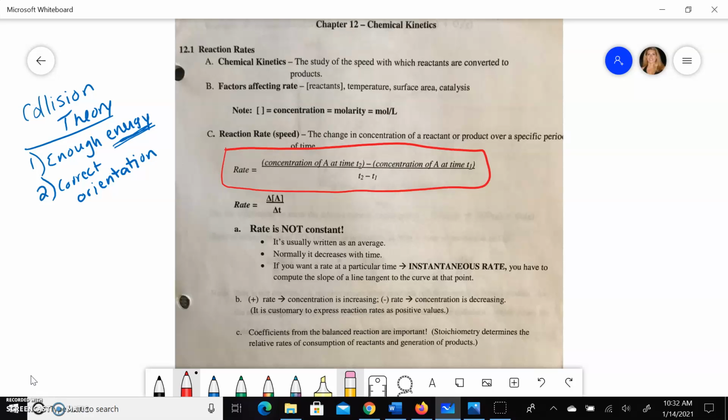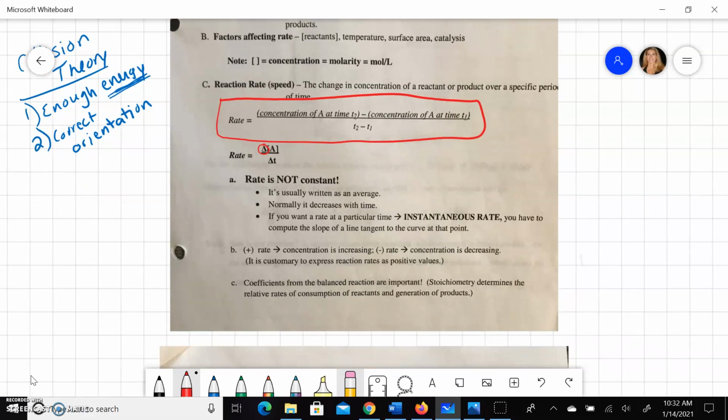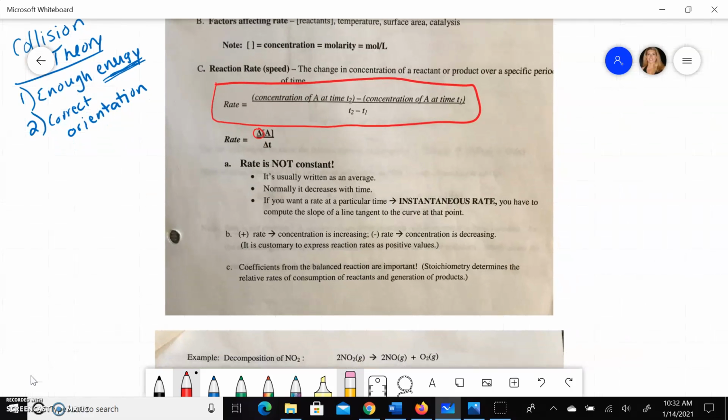So again, delta, that triangle right here, this is talking about change. And anytime you do a change in, you want to do final minus initial. So if they give you two concentrations, and if they give you two amounts of time, you can subtract. So the final minus the initial, and that will give you the rate. Rate, unfortunately, though, is not constant. So most of the time, scientists talk about it in terms of an average. It usually decreases with time, and we'll talk about why in just a few minutes.